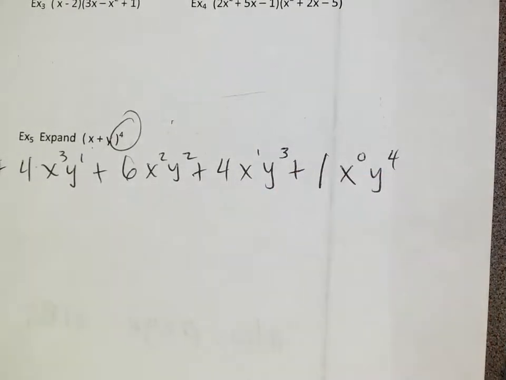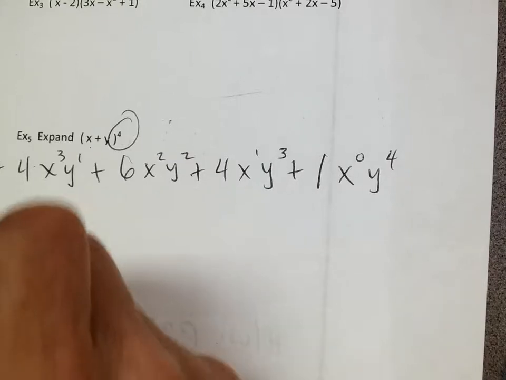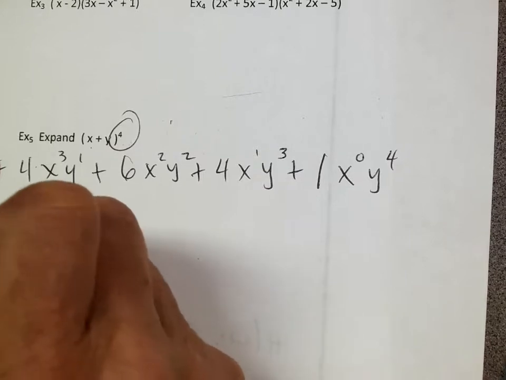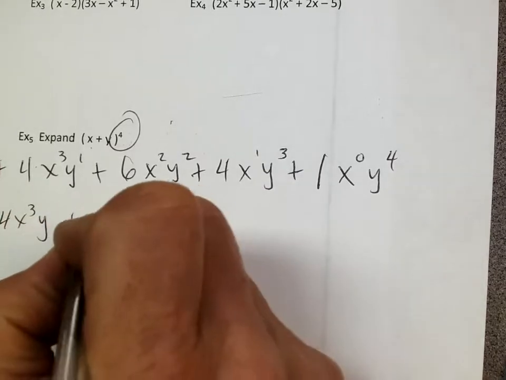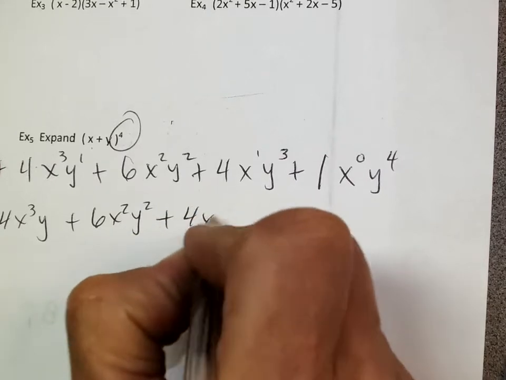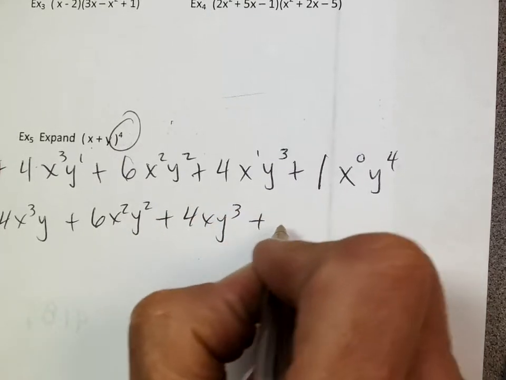Okay, now that's correct. But we can tidy that up. Anything with 0 power is really 1. It's just going to disappear, okay? So let's tidy it up. So I'm going to call the answer just plain old x to the fourth plus 4x cubed y plus 6x squared y squared plus 4xy cubed plus y to the fourth.